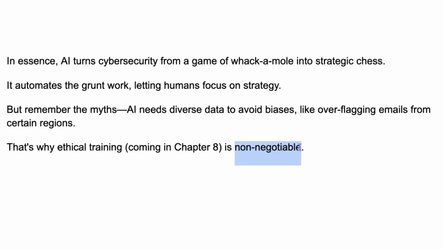It's non-negotiable. This is one of those things that you cannot cut around, right? You need to have ethical training of these things so that there are no biases, right? AI being biased is not useful. AI being biased is dangerous. It can flag certain things that it shouldn't.